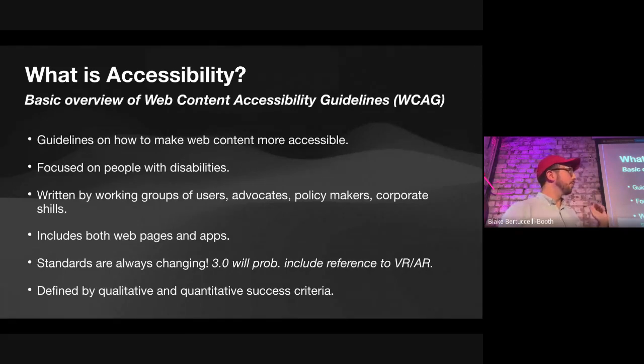It's written by working groups of users, advocates, policymakers, corporate shills, people who have vested interests and monetary interests in defining guidelines or keeping guidelines out. So it's written by a wide variety of people. It includes both web pages and apps, and even moving into VR devices and things like that. Standards are always changing. Like I said, the 3.0 will probably include VR, AR standards as well. And it's defined by both qualitative and quantitative success criteria. This is something that I'll touch on in a little bit.